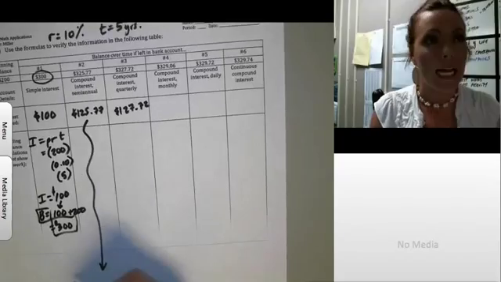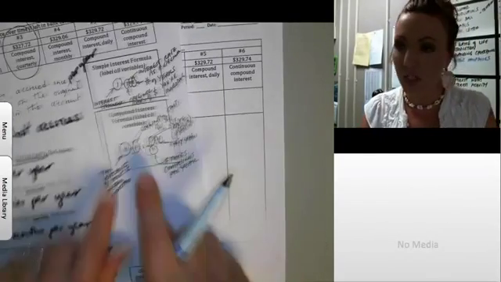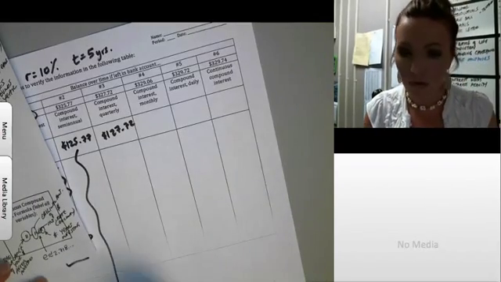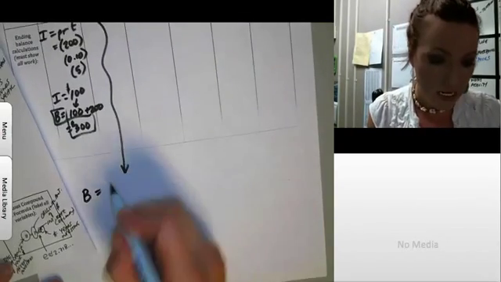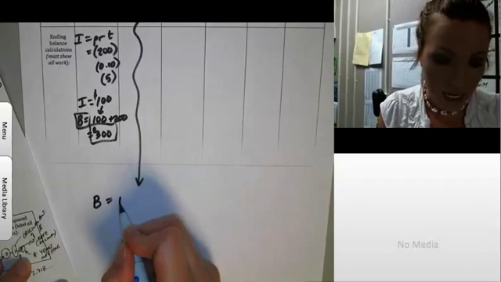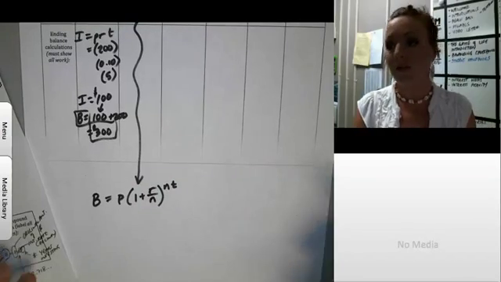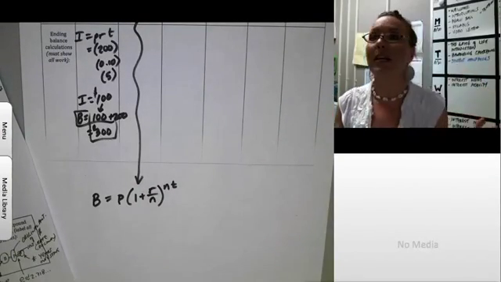All right. Since it's a compound interest one, you take the compound interest formula. So let's copy that here. B equals, whoops, you cannot see that. There we go. B equals P times (1 plus R over N) to the NT. There's a good chance we're going to have to continue this tomorrow. And if we do, you guys will just have the rest of the period in class to work on it.